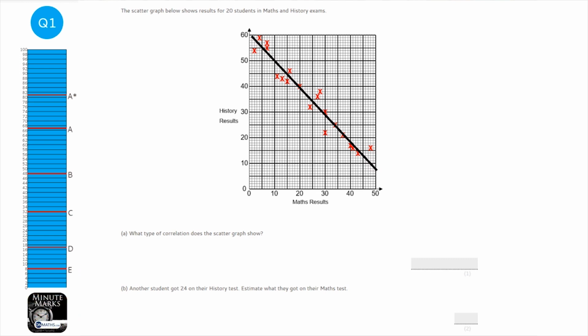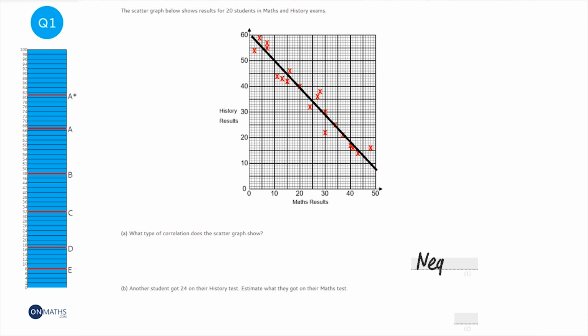Now, the reason I've done that is because most exam questions with scatter graphs will need a line of best fit, but sometimes they don't ask you to draw one. So draw one anyway, and you probably will get a mark either on question A or B or C or whatever. Okay, first question says, what type of correlation does the scatter graph show?